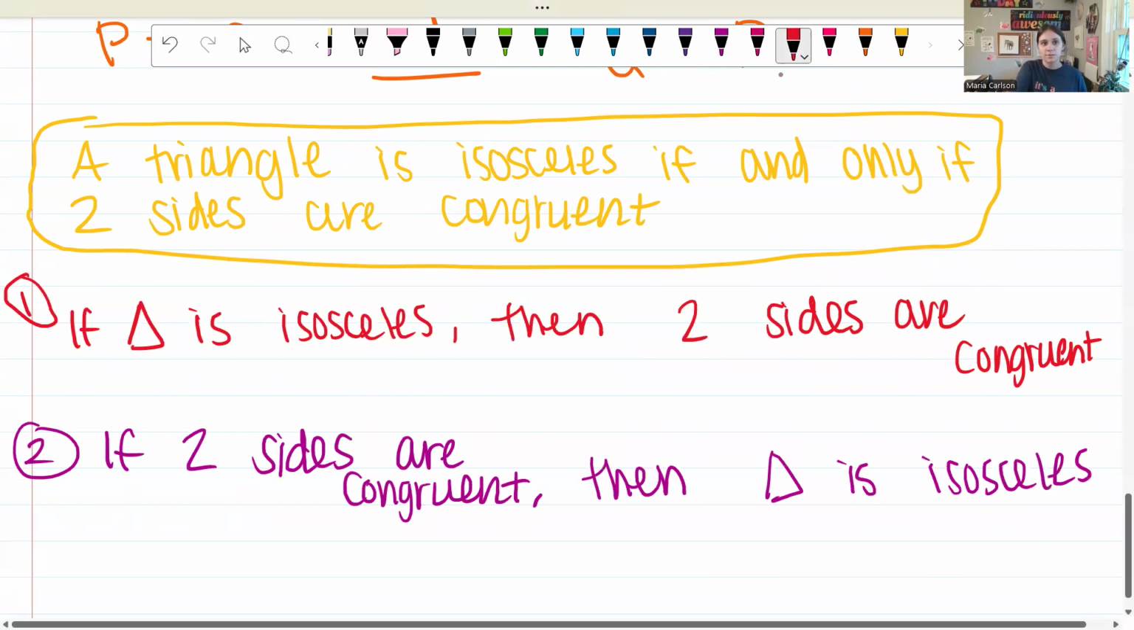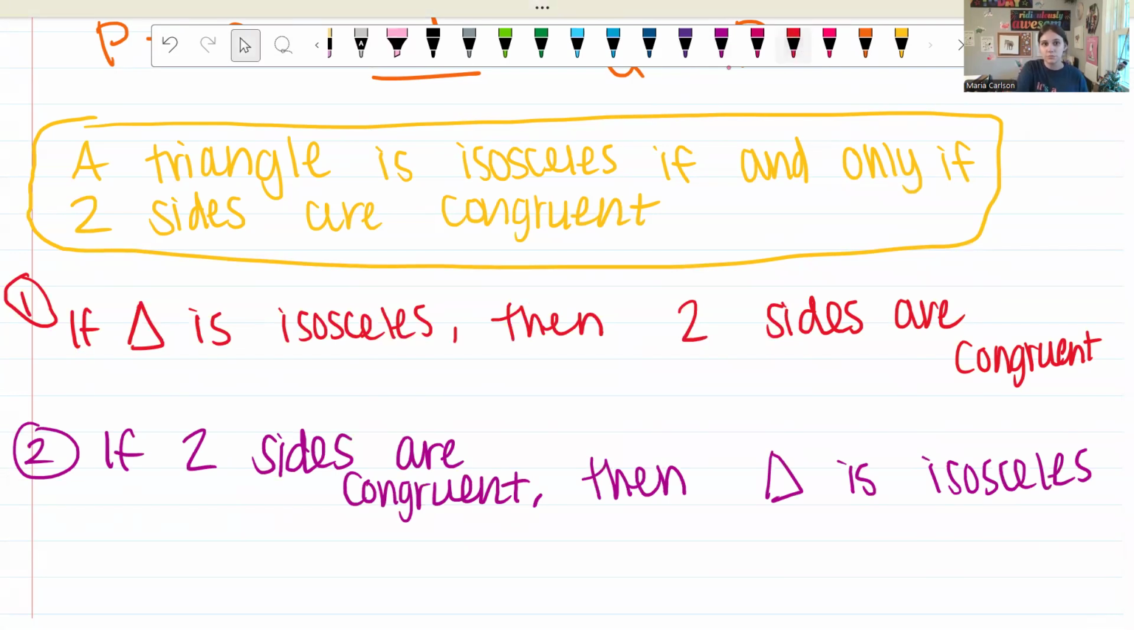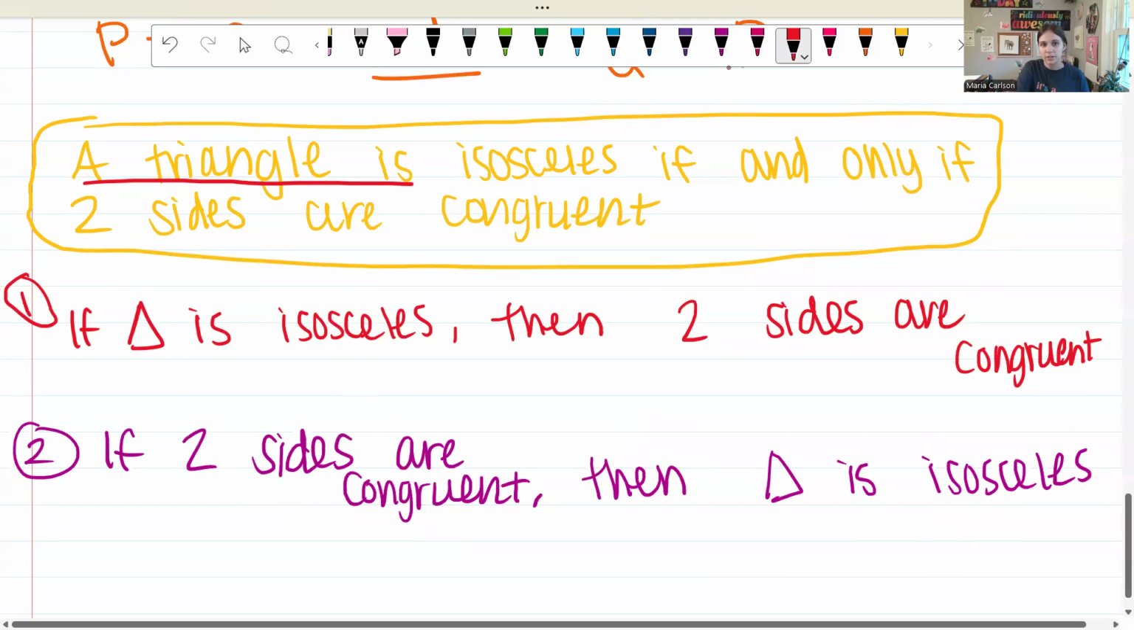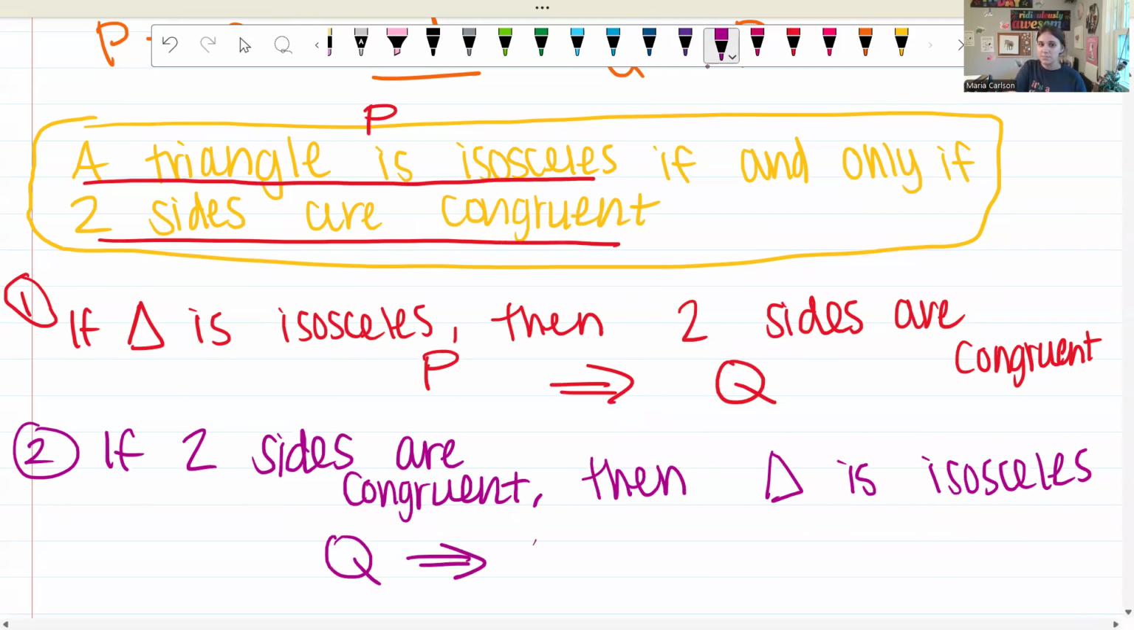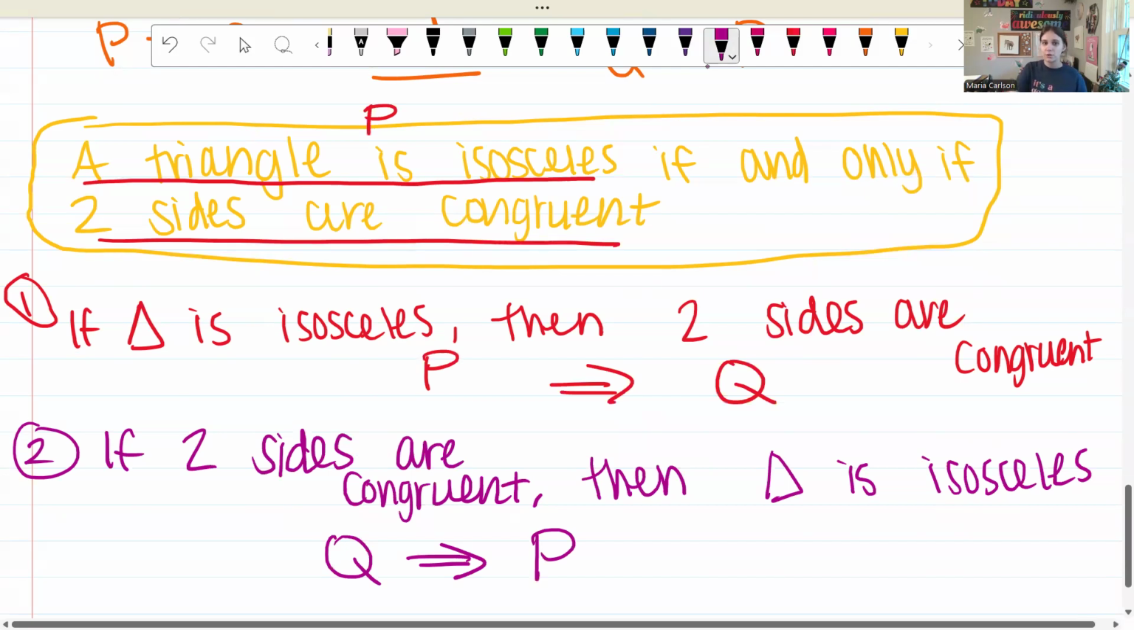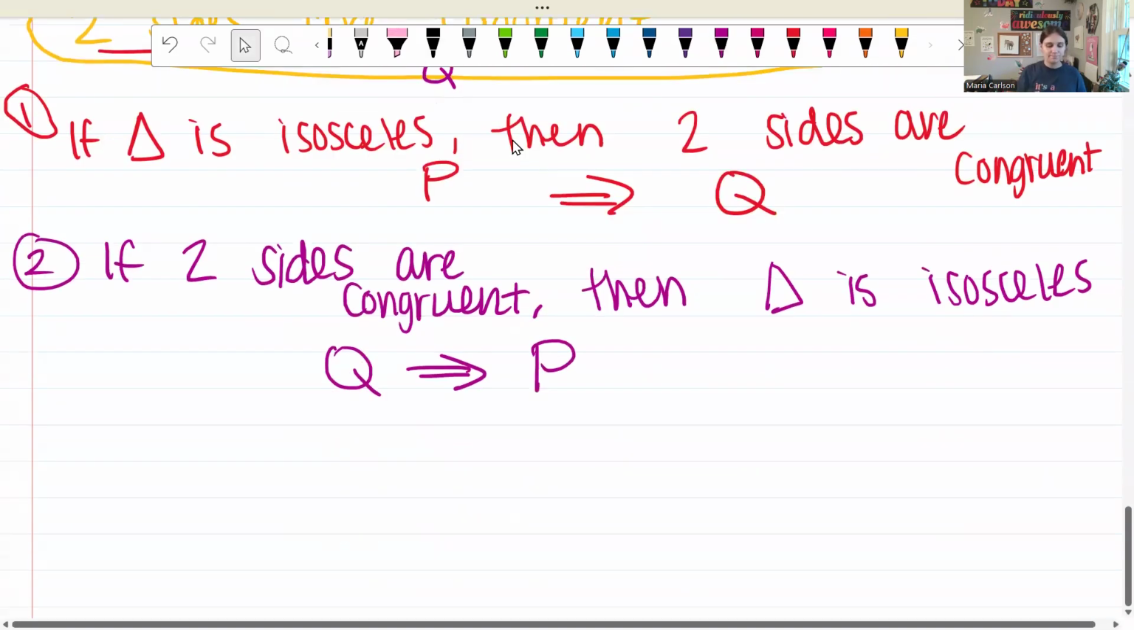So here this is P implies Q, right? P is that the triangle is isosceles. Here's P implying Q, that two sides are congruent. And then we flip it. And this is also saying that Q implies P. If two sides are congruent, or if Q is true, then P is true. So biconditional works both ways.